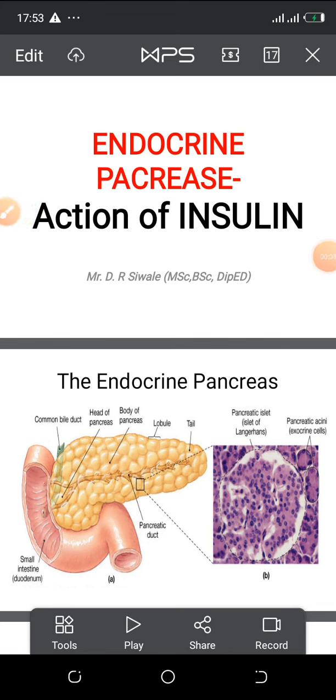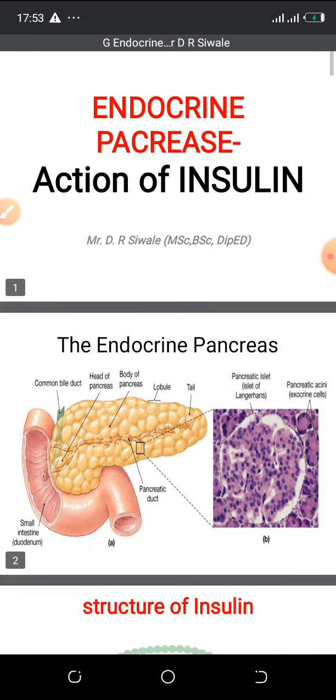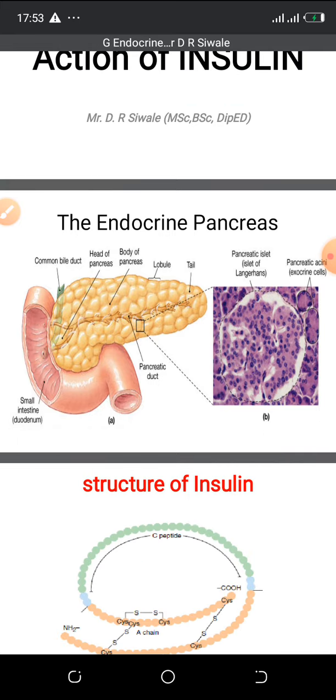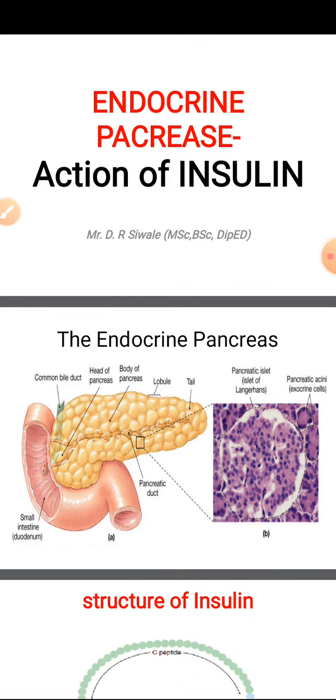Siwale. I want to talk about the endocrine pancreas, specifically with focus on the action of insulin. The endocrine pancreas with specific concentration on insulin. Okay, first and foremost, this diagram shows the insulin-producing gland, which is called the endocrine pancreas. This pancreas is a triangular gland which has both exocrine and endocrine cells, and is located behind the stomach. So it is at a strategic location.